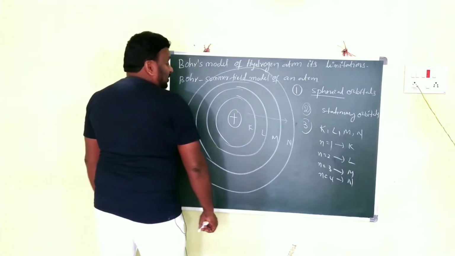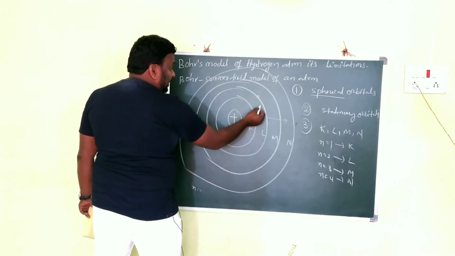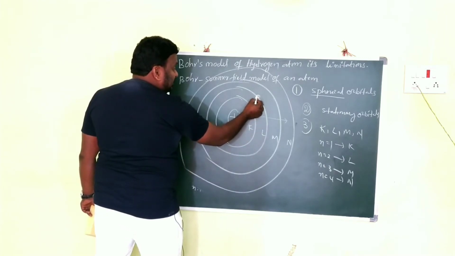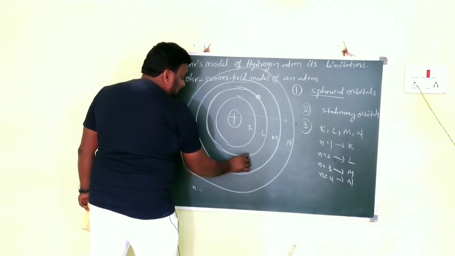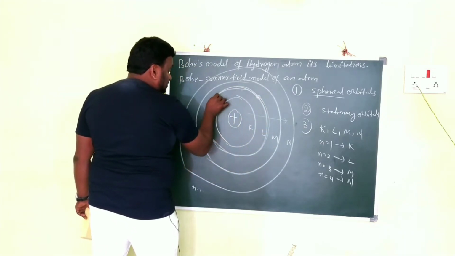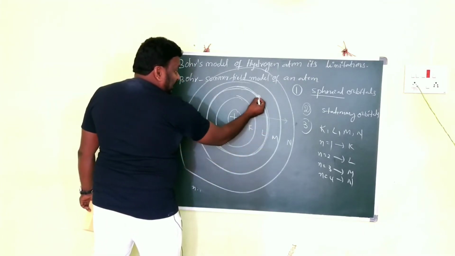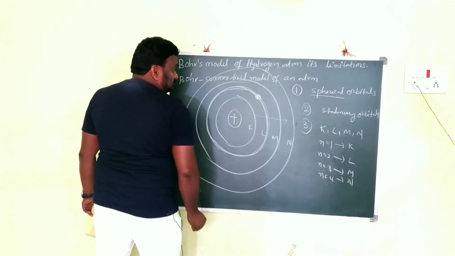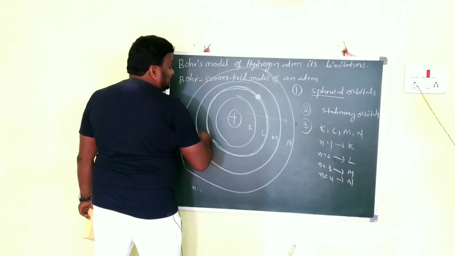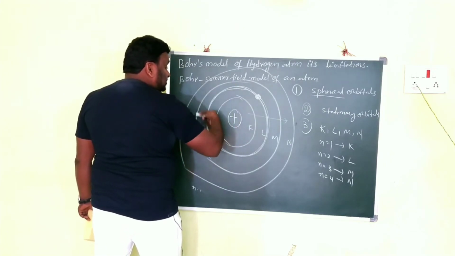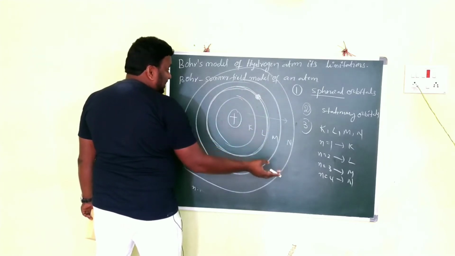So children, according to Bohr, if an electron is in one particular shell, for example here we have taken one electron in the L shell, it continuously revolves. Clear? So here the electron is there. While that particular electron is revolving in that particular shell, there is no emission of energy and no absorption of energy.